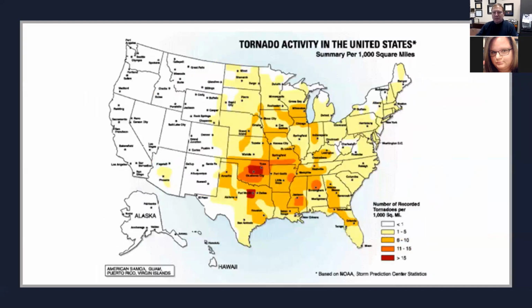And here's another map of actual tornadoes per 1,000 square miles. Again, it just highlights that Oklahoma, Arkansas, Missouri, and southern Kansas are far more at risk than most of the rest of the country. Although, again, Texas, Louisiana, Mississippi certainly are at risk.